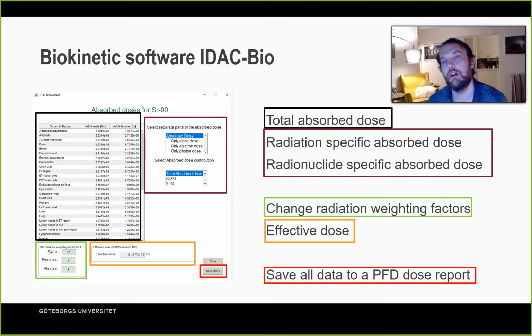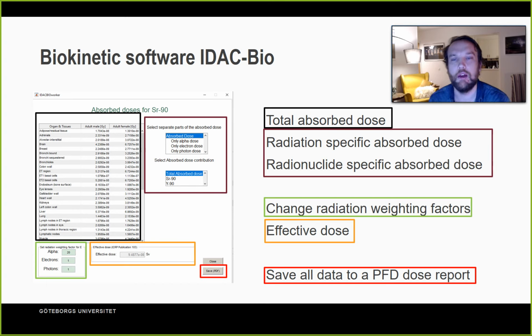And in this case, here come the results. It shows in graphical form the absorbed doses for the target organs for both male and female. You can choose if you want to show the complete absorbed dose, or you can show the different radiation types, so you can have only alpha dose, electron, and photon dose. You can also select if you want to see the contribution from one specific progeny. In this case, you have strontium-90 and yttrium-90, so you can separate and see the dose contribution from each of them, or the total absorbed dose.